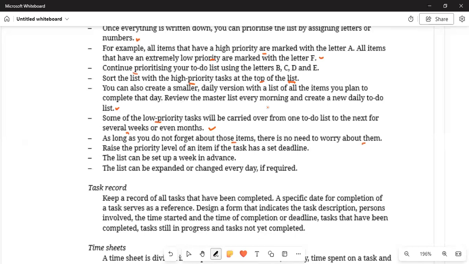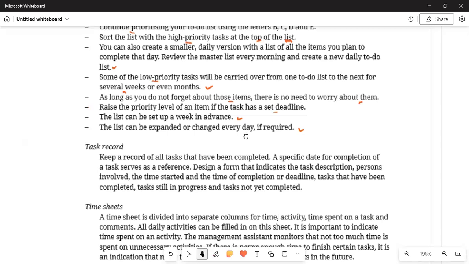Raise the priority level of an item if the task has a set deadline. The list can be set up a week in advance. The list can be expanded or changed every day if required. And you must know at least 10 of those.